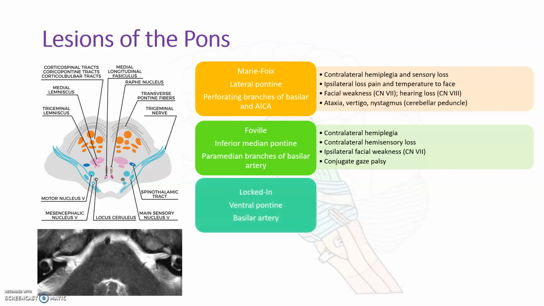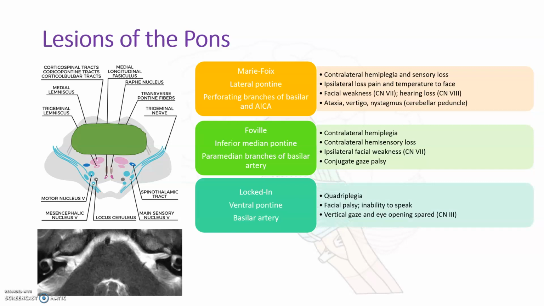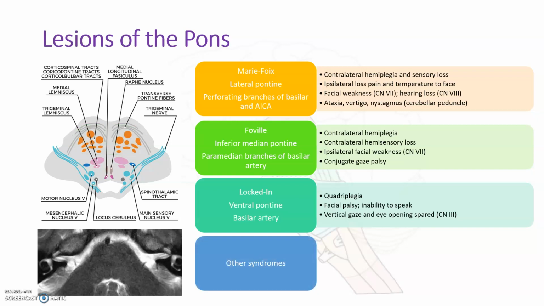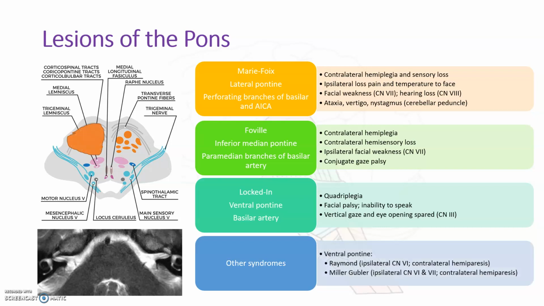The ventral pontine syndrome, due to obstruction of the basilar artery, causes infarction of the entire ventral part of the pons and produces locked-in syndrome. The patient is quadriplegic with bilateral facial palsy and inability to speak. However, vertical gaze and eye opening is spared. These patients are conscious but unable to move and express themselves. And then you do have other syndromes involving the pons.